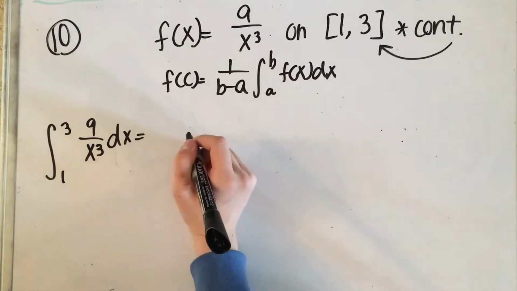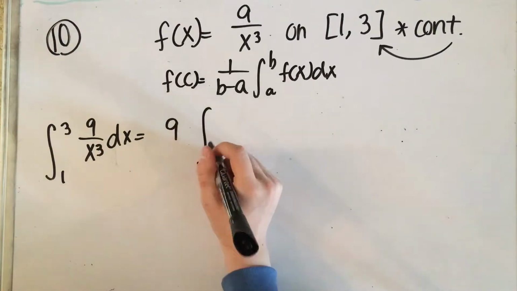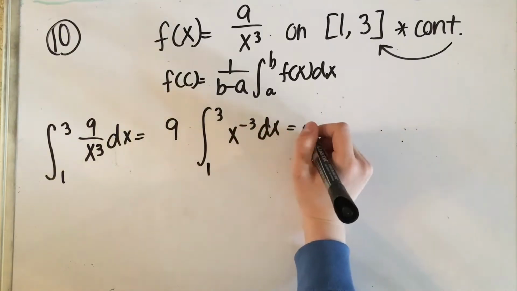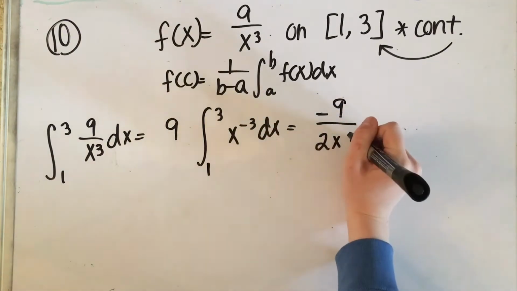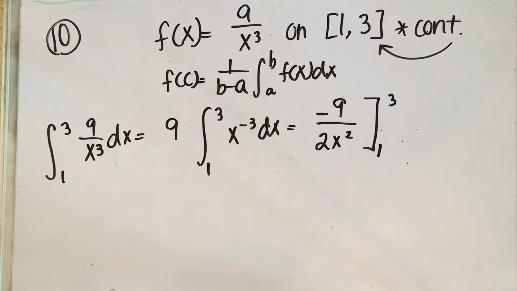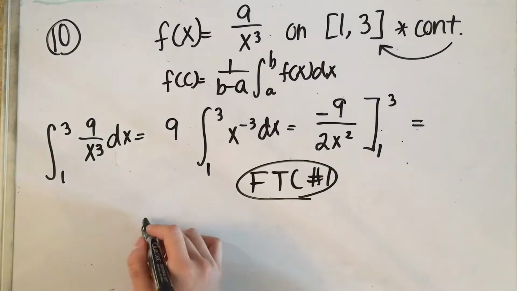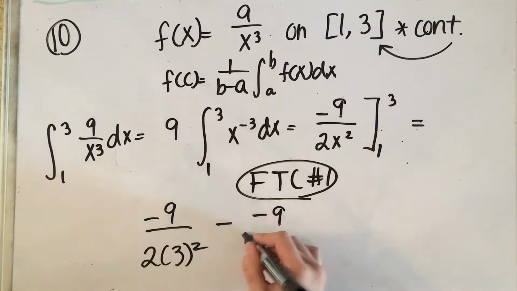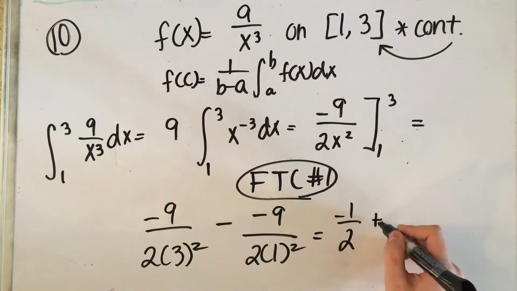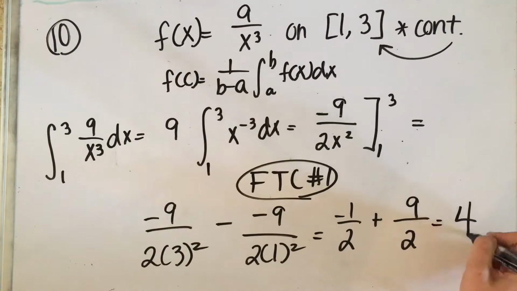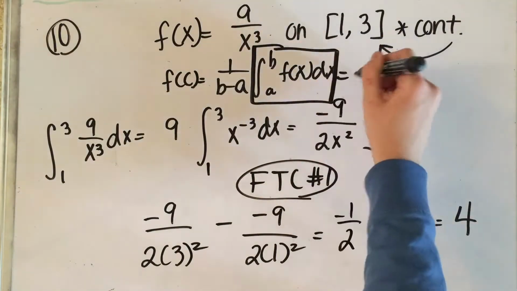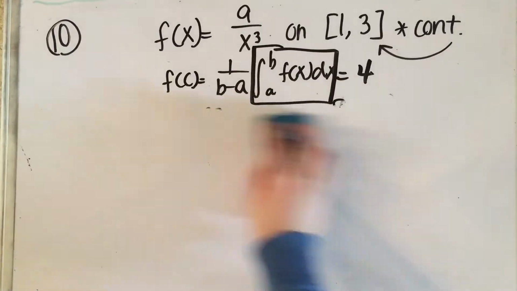So first we plug in what we know. And now, using basic properties, we can factor out the 9 as a constant and rewrite the integral so that we can use the power rule. Once integrated, we can use the fundamental theorem of calculus number 1. We plug in the upper limit and the lower limit, subtracting the lower limit from the upper, and solve. We find 4. So we find our integral to equal 4.